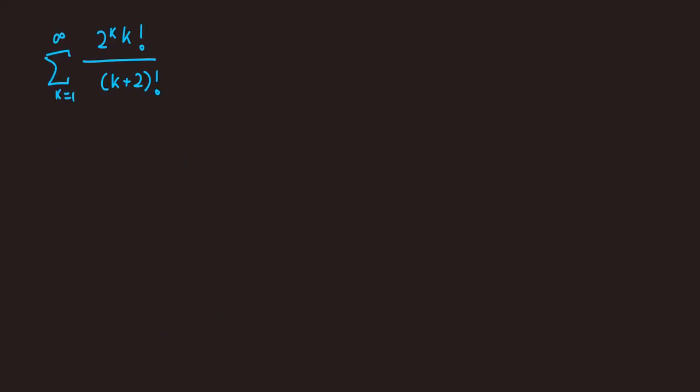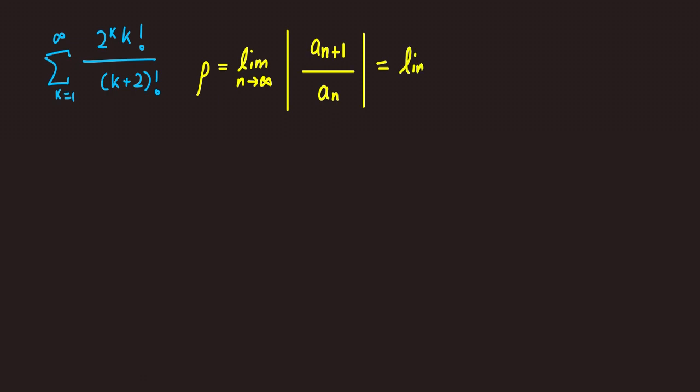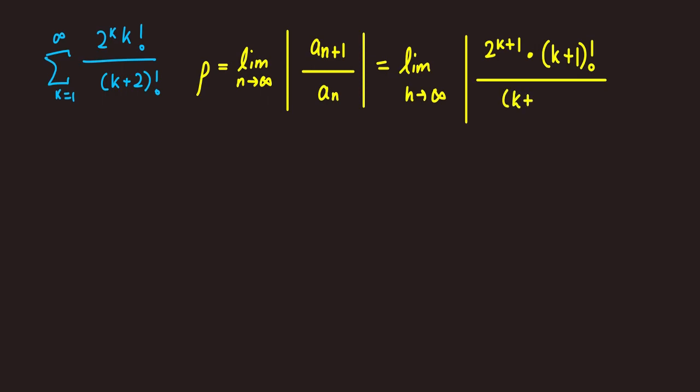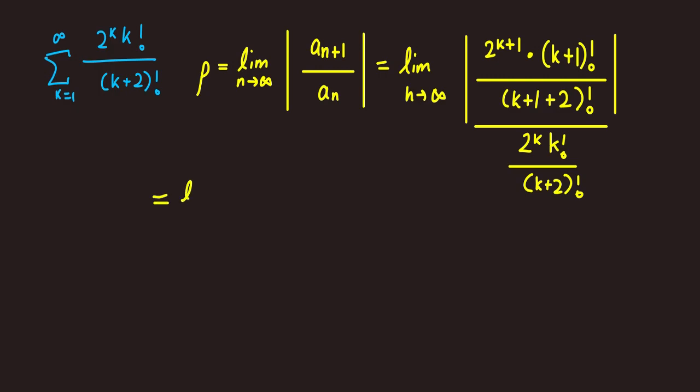So let's look at the example of the series 2 to the k times k factorial over k plus 2 factorial. We're going to write out the ratio test for this since we have a lot of factorials. We take the limit of a subscript n plus 1 over a subscript n and plug in the a subscript n plus 1. In this case it's k, so it's 2 to the k plus 1 times k plus 1 factorial over k plus 1 plus 2 factorial. And here we have to divide it by the original series a subscript n. Instead of doing this ugly quadruple division, you can just multiply by the inverse, so the denominator over the numerator, like I'll be doing here.